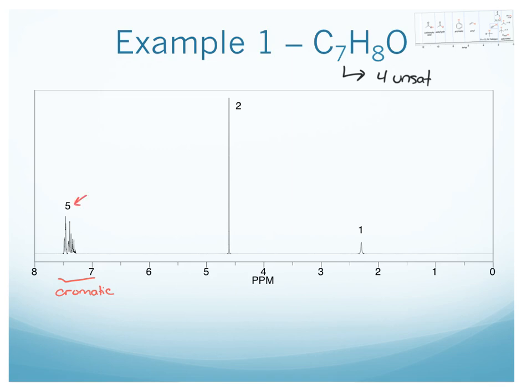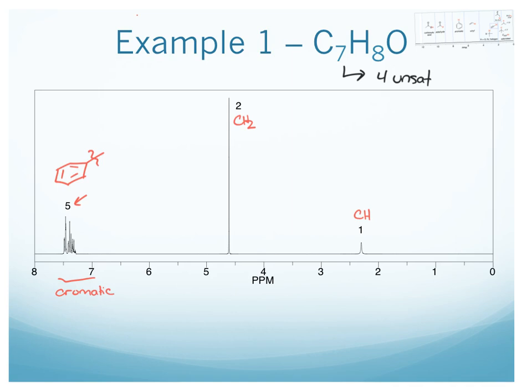and we see this integration for 5 hydrogen, that should immediately click that this is a monosubstituted benzene. So we have this multiplet in the aromatic region, and this monosubstituted benzene has 5 hydrogen. Okay, the next thing, we have an integration for 2 hydrogen. Let's make that a CH2. And an integration for 1 hydrogen. Let's make that a CH.